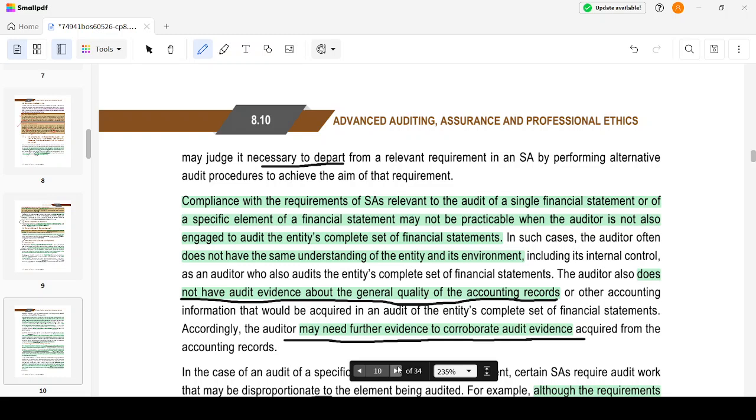Okay, and the complete set of analyst auditor would be aware of it, right? And he would be redetermining or re-estimating his materiality. Since I'm not aware of that particular misstatement, I don't have audit evidence about the general quality of the accounting record. So because of this, I would need further evidence to corroborate the evidence which I have already obtained to make it appropriate. Okay, understood.